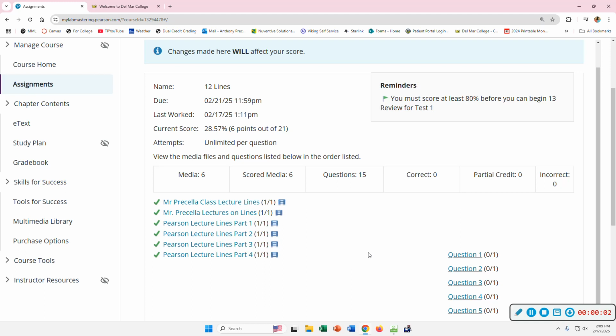Good afternoon, class. Today we're looking at lines in more depth. I know we graphed lines in the last assignment, but here we're taking more of an algebraic approach to lines.